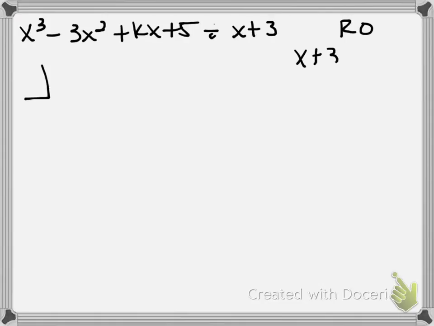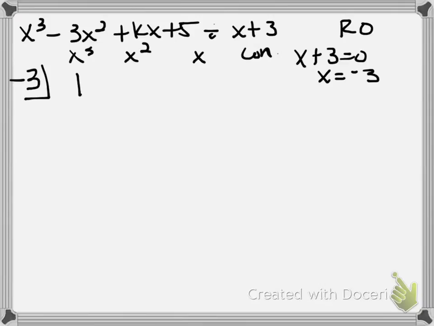So let's get our little box ready. I have x plus 3 equals 0, so x equals negative 3, so negative 3 goes in this box. So I have x cubed, x squared, x, and constant. My coefficient for x cubed is 1. My coefficient for x squared is negative 3. My coefficient for x is k, and my constant is 5.